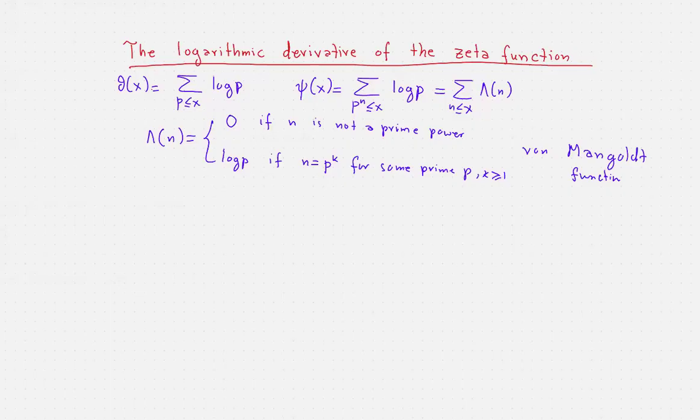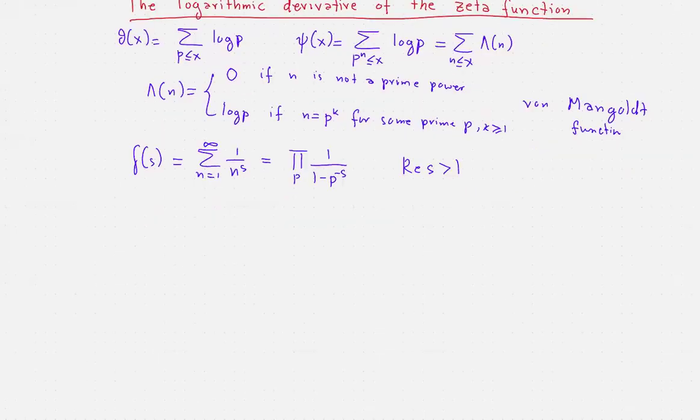Okay, let's go now to the function zeta. And the function zeta, as usual, is defined at least for complex numbers whose real part is greater than 1 by the sum of 1 over n to the s. And it's also defined by an Euler product. And all of this is true for real part of s greater than 1. And we would like to know what the logarithmic derivative is.